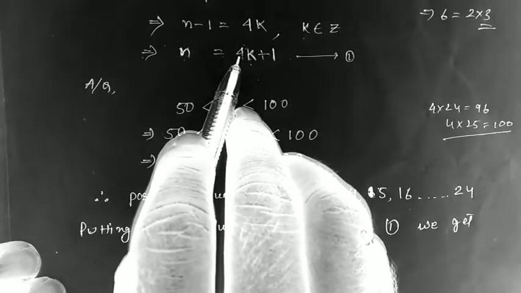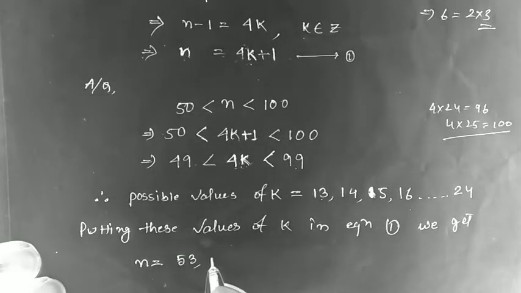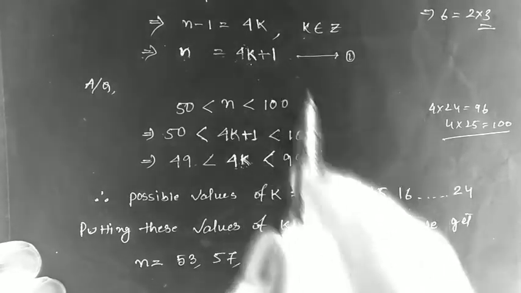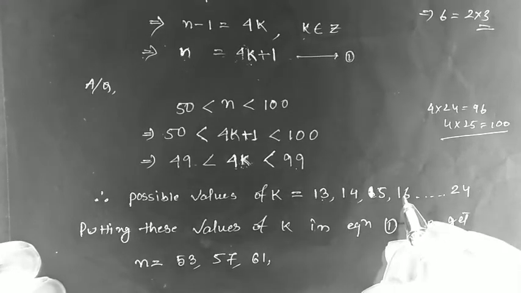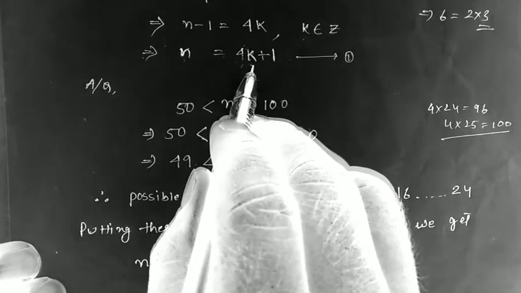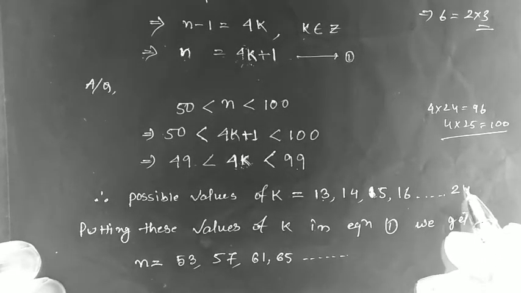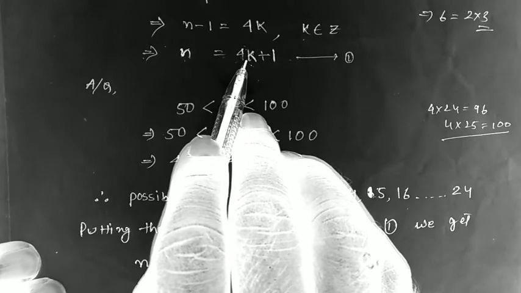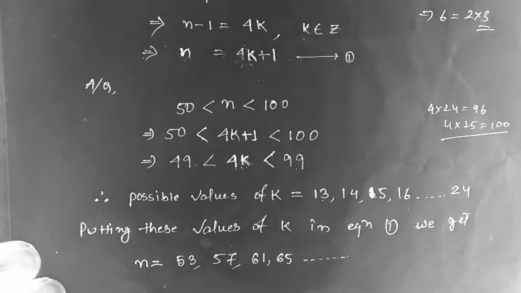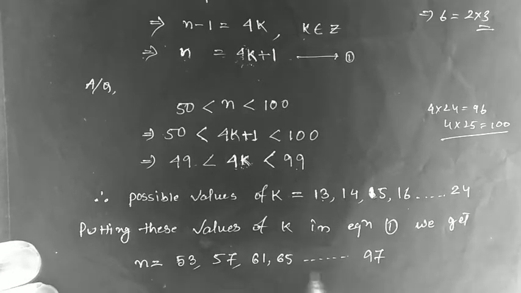If we put 14, 4 into 14 is 56, and 1, 57. If we put 15, 4 into 15, that means 61. If we put 16, 4 into 16 is 64, and 1, 65. So in this way we will get all the values. We have to write the last value here. If we put 24, 4 into 24 is 96, and 1, 97. So these are the values of n which are congruent to 1 modulo 4.